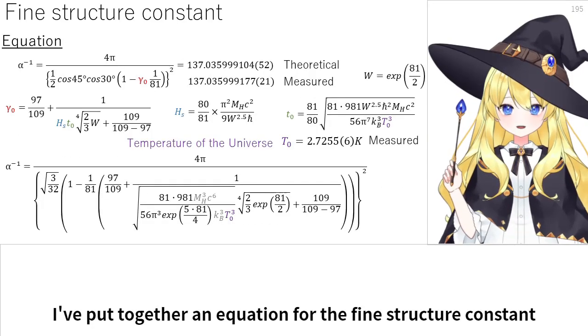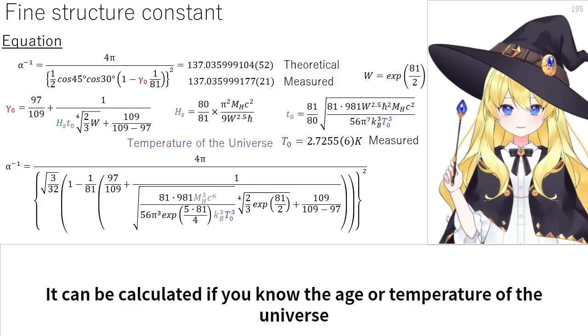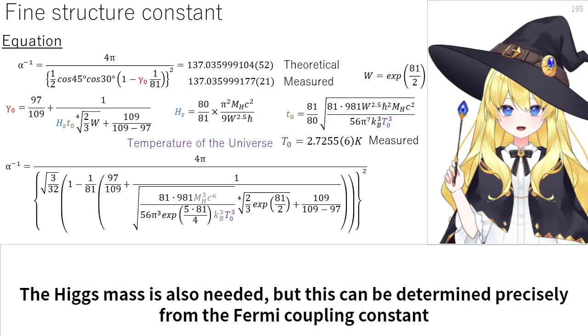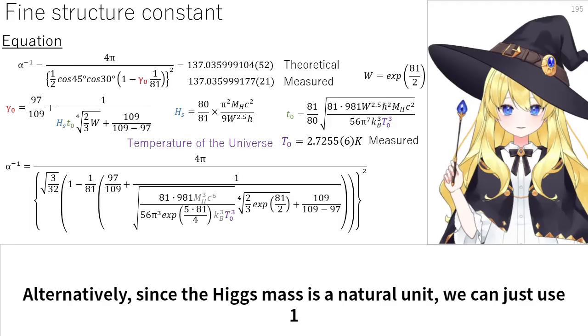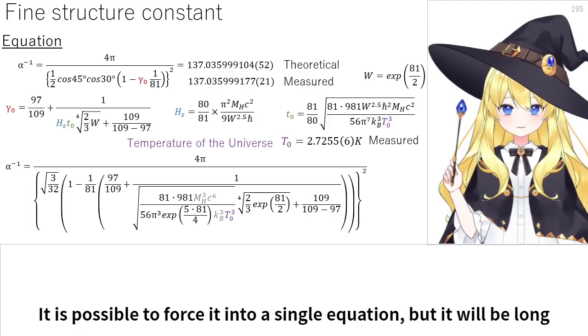I've put together an equation for the fine structure constant. It can be calculated if you know the age or temperature of the universe. The Higgs mass is also needed, but this can be determined precisely from the Fermi coupling constant. Alternatively, since the Higgs mass is a natural unit, we can just use one. It is possible to force it into a single equation, but it will be long.